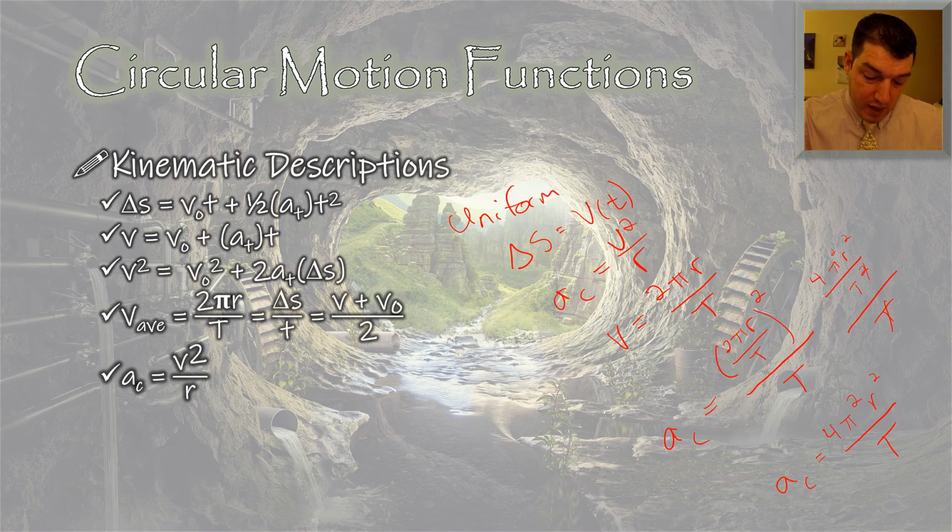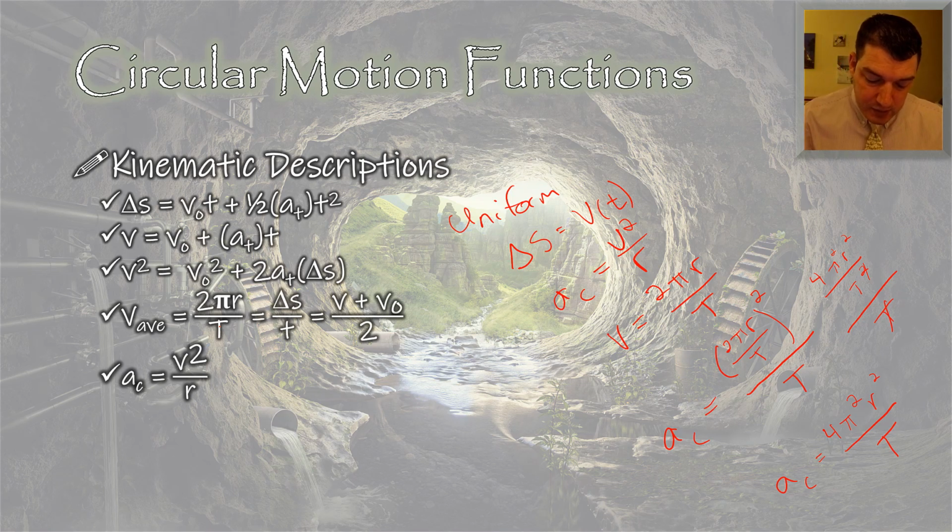Then we use our kinematics equations that we're used to describing them, where we have that tangential acceleration in there, depending on what we know and what we're trying to figure out. We know the 2 pi r over t is still relevant, but it gives us our average velocity, not our average speed, not our instantaneous speed.